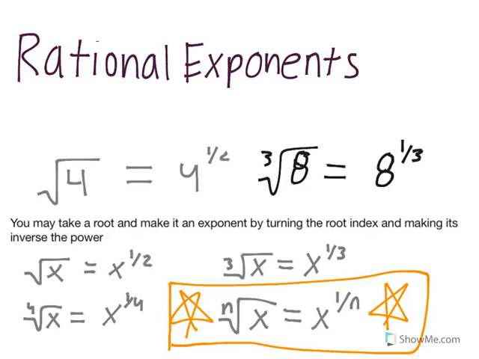A good way to remember is that you take the root and you make it an exponent by turning the root index, which is that number out in front, and if it has no number, it's 2, by making its inverse the power.